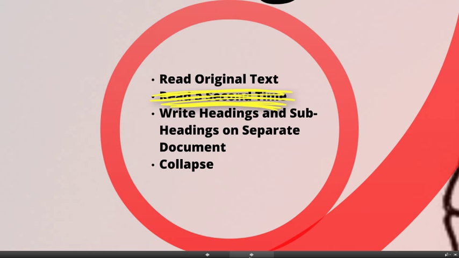After you finish reading it, you're going to read it again, but this time you're reading it for the sole purpose of writing a summary. Take note of how many main headings and subheadings there are. Write them on a separate piece of paper to create an outline.